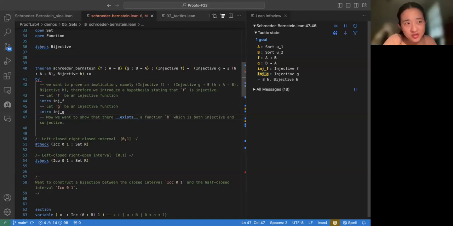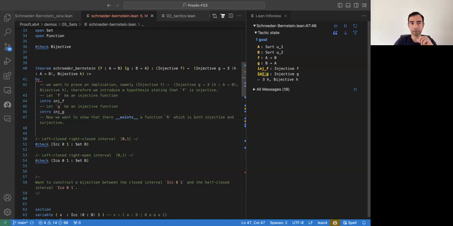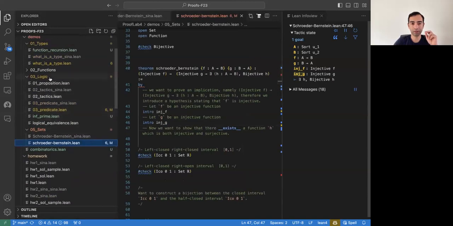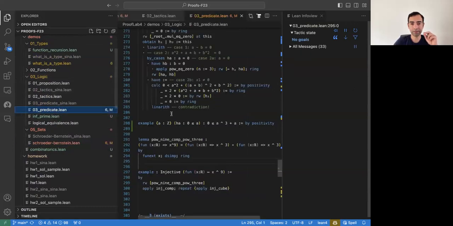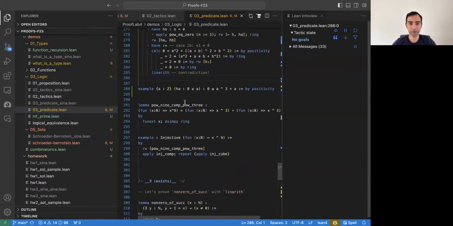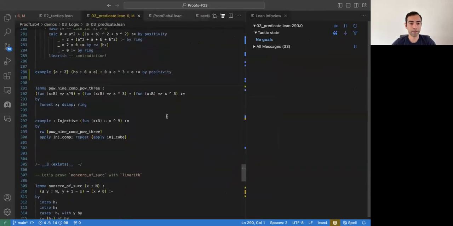If we did, I don't remember. Okay, so maybe it's a good idea to go over this if we didn't. So let me go to the logic folder instead of sets and open the file predicate again, and try to recall this and then come back to the file we were in.